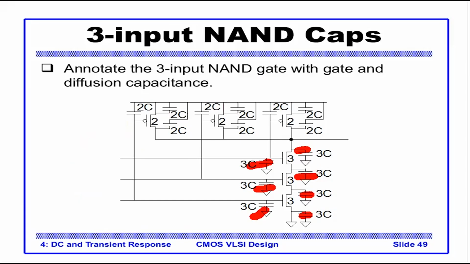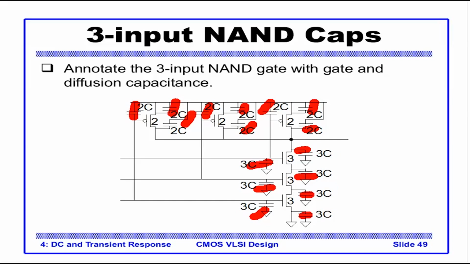For the PMOS, the gate cap is 2C. Now for NMOS the cap is with respect to ground, and for PMOS the cap is with respect to VDD. So 2C, 2C, again 2C. Please note these are parallel connections, so each will have a 2C cap with respect to VDD.